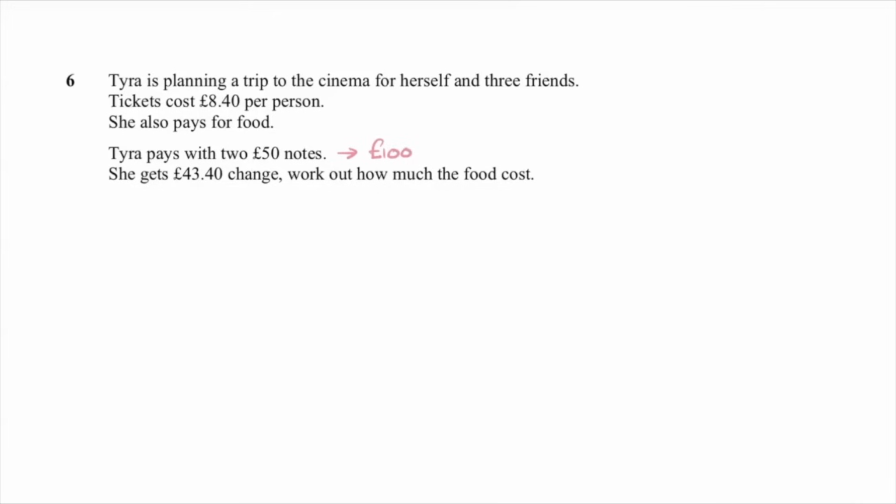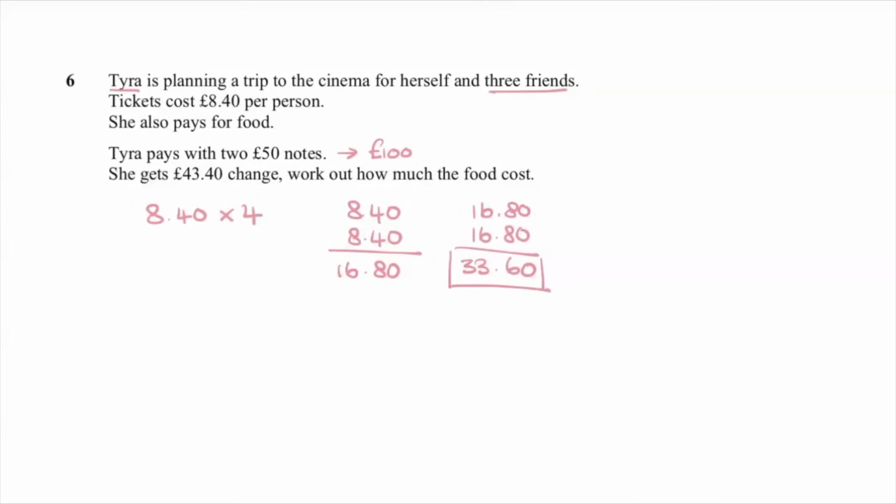So let's work out the cost of the tickets. It's £8.40 per person. There's Tyra and her 3 friends. So there's 4 people in total. So we've got to do £8.40 times 4. Now, how you choose to do that is obviously up to you. I am going to do it just by column addition. So I know how much the tickets cost, £33.60.